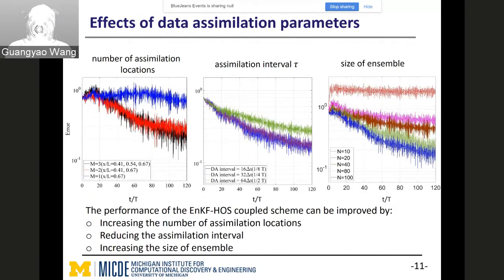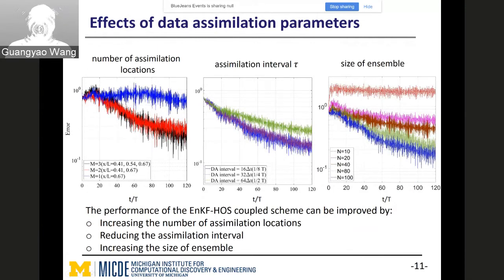in the ensemble. When we have only 10 members in the ensemble, the global error first increases significantly and then approaches a constant. The main reason is that 10 is too small to provide a very accurate estimation of the covariance matrix, which will lead to the increase of the global error. However, if we increase it from 20 to 100, we can see that the global error will be reduced and the error reduction rate will be improved.